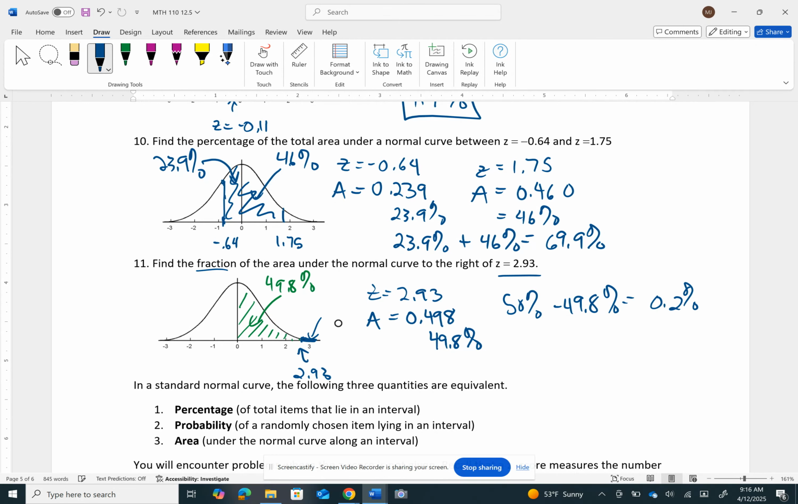0.2%, just a smidgen. But it did want it as a decimal number, like a fraction of the area rather than a percent. So I'm going to do the same thing I did before to change it. Move the decimal 2 places, and it would turn out to be 0.002 would be the little bit, the fraction of the whole that would be located here. It would just be 0.2% in that tail, which corresponds to 0.002.